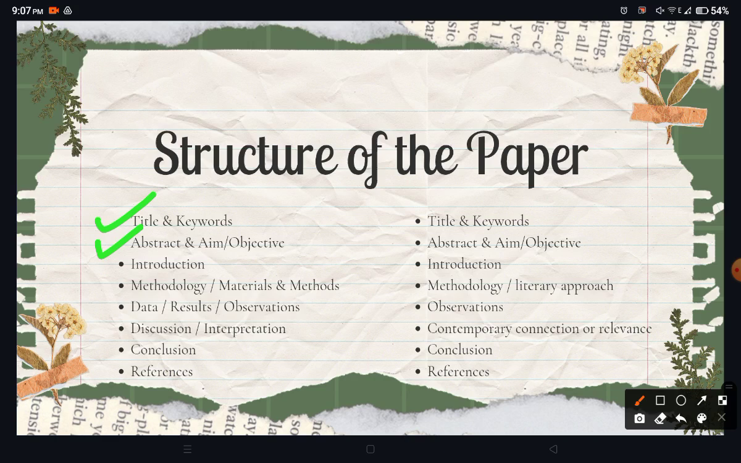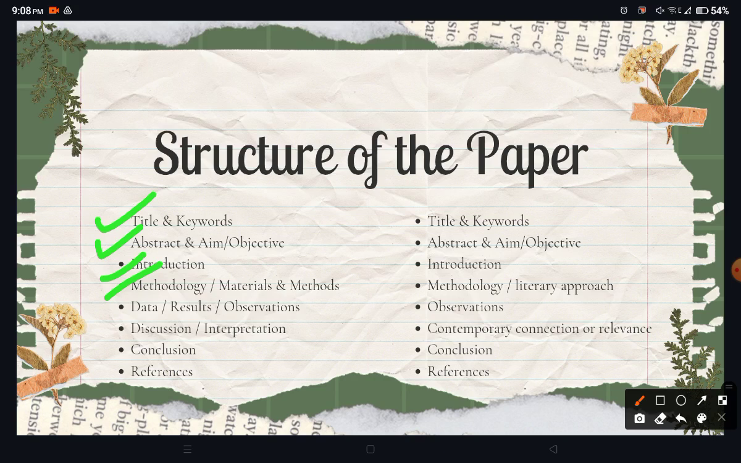Then we have the introduction part, where you introduce your work. And then comes the methodology. In this, you explain how you gathered information, conducted the literary analysis or interpreted the literature. For a scientific paper, this may involve experiments, surveys or data collection. For literary papers, it may include analyzing stories, themes or characters. So keep it concise, don't elongate it.